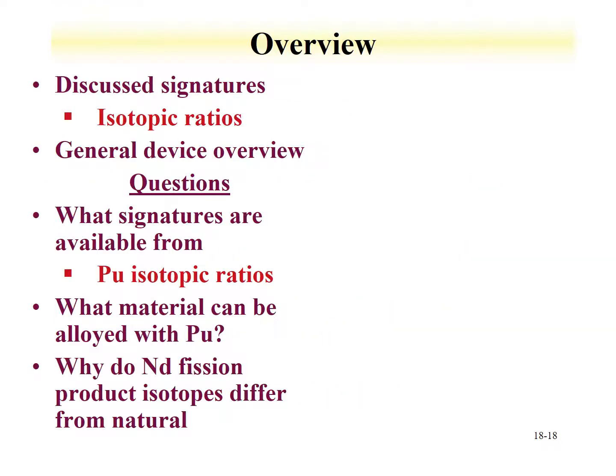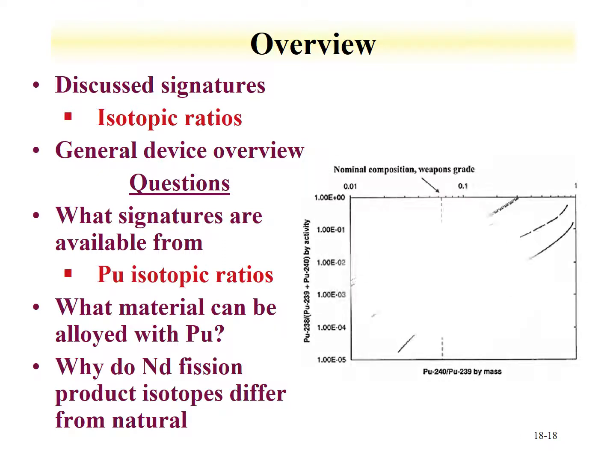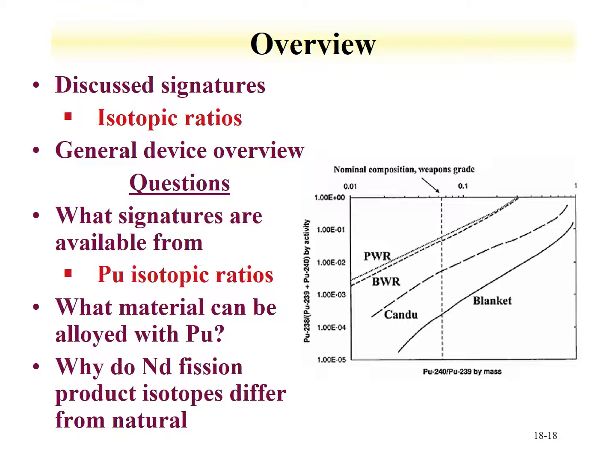In this lecture, we reviewed signatures that are germane to nuclear forensics, particularly isotopic ratios. Plutonium isotopic ratios, americium isotopic ratios, and curium isotopic ratios are particularly useful in determining the origin of plutonium-containing material, the length of an irradiation, and the type of reactor in which it was irradiated. We also discussed some general overviews of devices and how those are germane to nuclear forensic signatures. So as an example, some questions you should be able to answer. What signatures are available from plutonium isotopics?